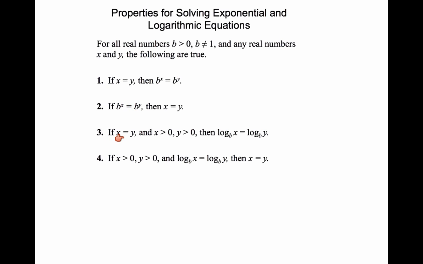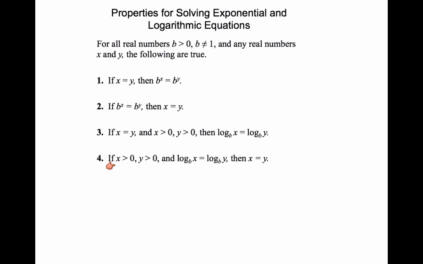Number 3: if x is equal to y and both are positive, x greater than 0 and y greater than 0, then the log of x must be equal to the log of y with the same base. So if I have an equation that says log of x is equal to log of y, I can just conclude from that x is equal to y. I can just drop these logs and solve for the unknown.